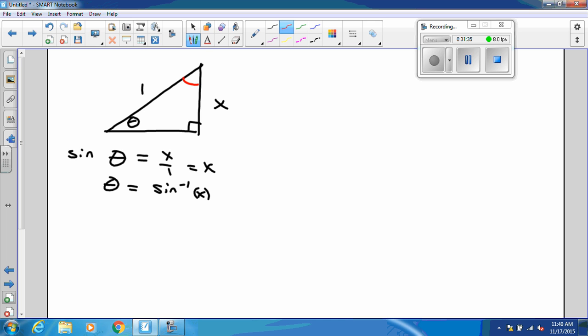Pi over 2. So in radians, complementary angles add up to pi over 2. So this angle right here has to be pi over 2 minus x. Just like, minus theta, excuse me.